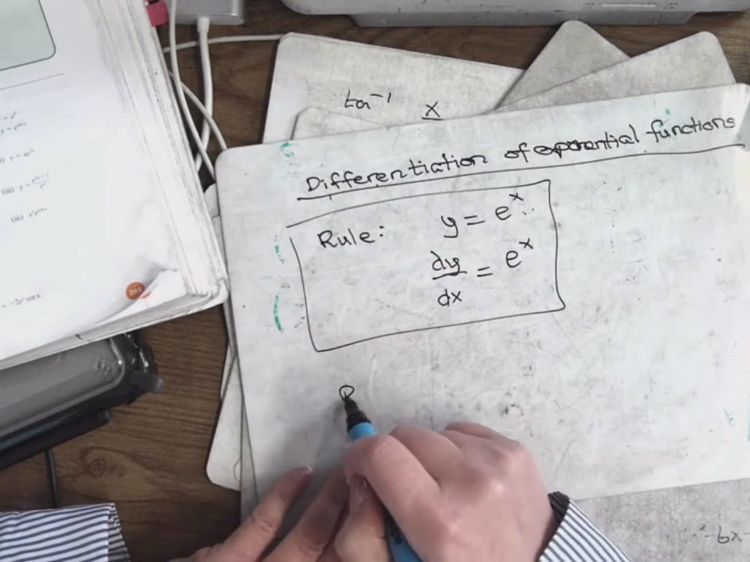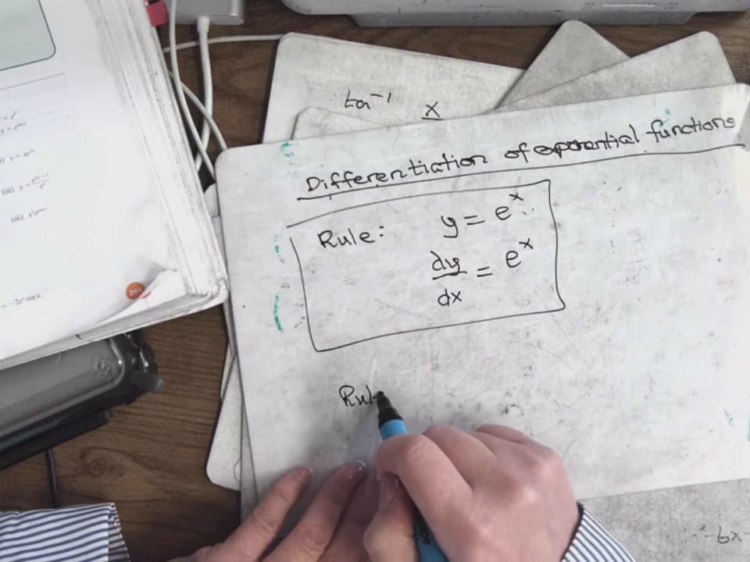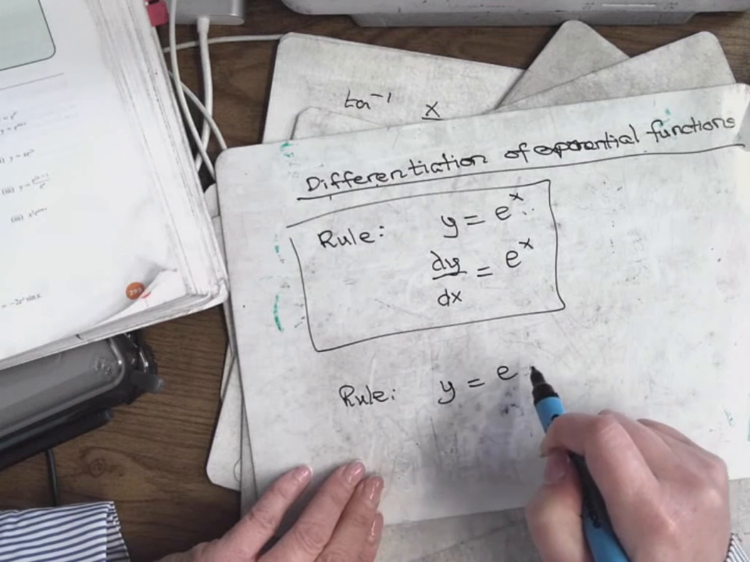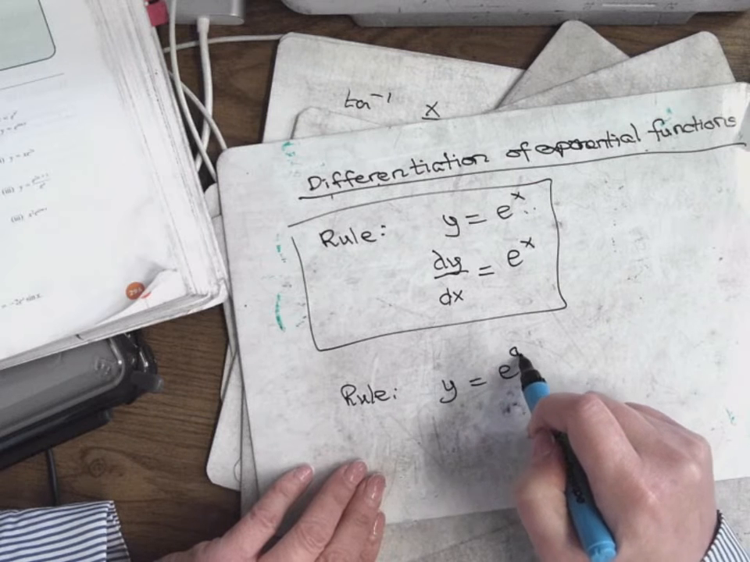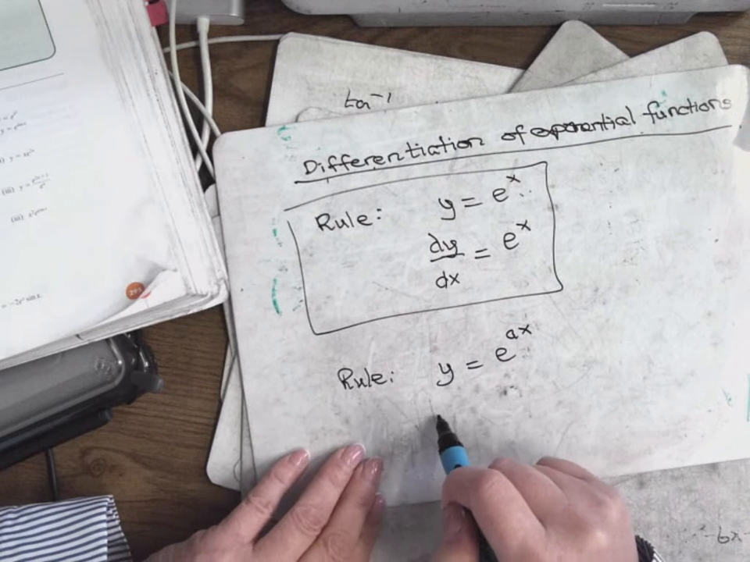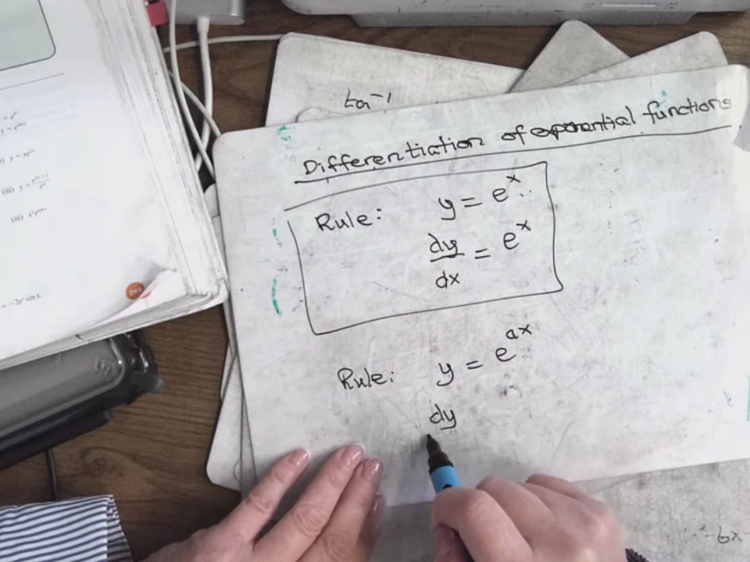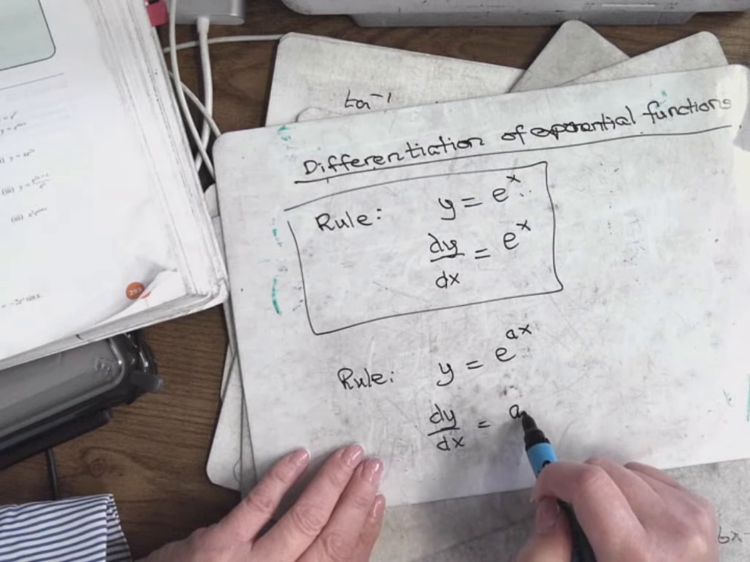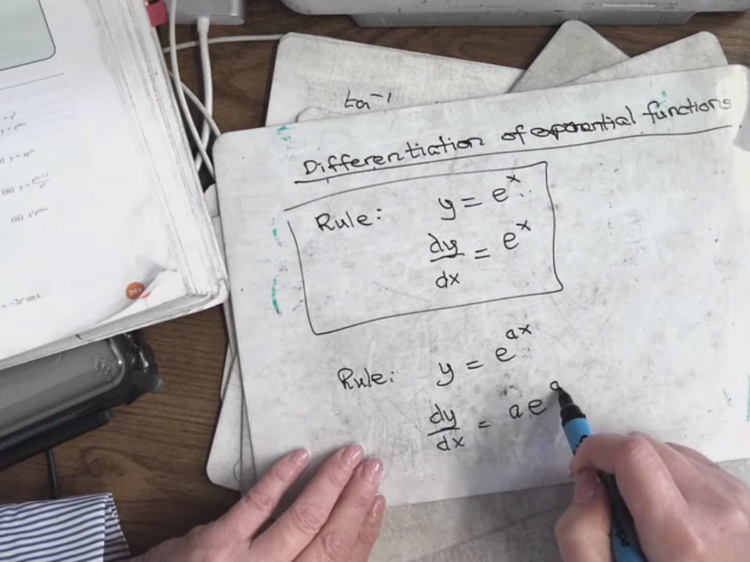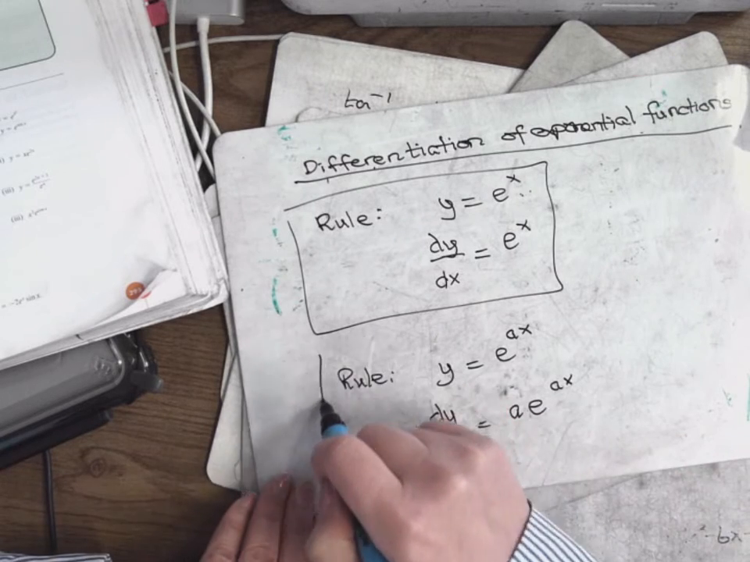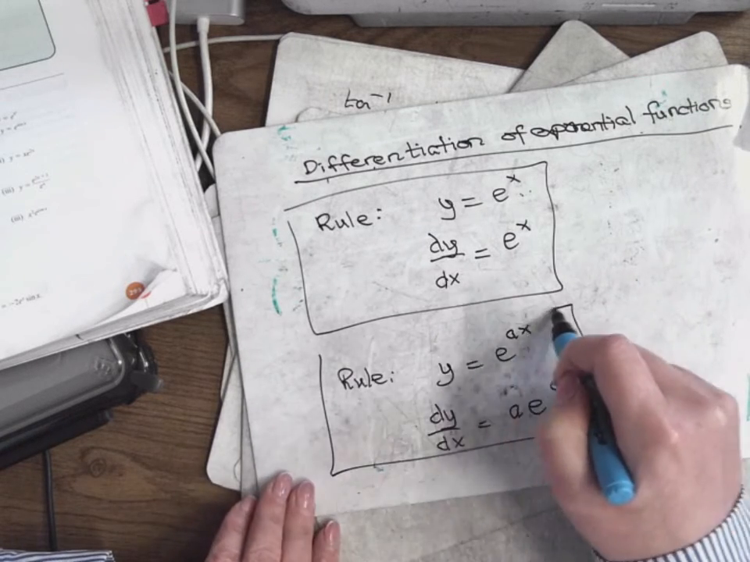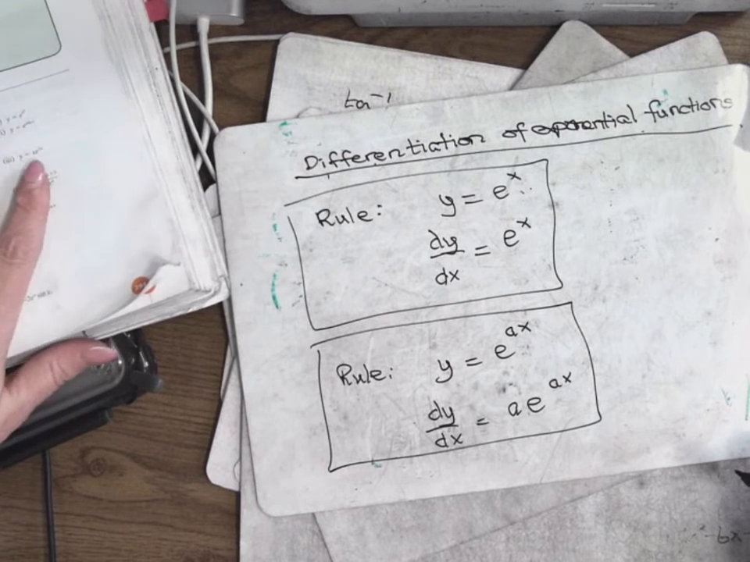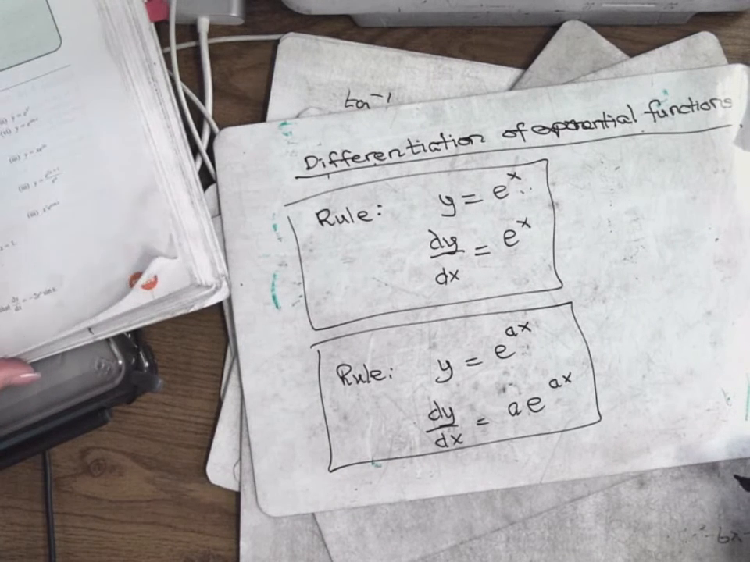So the rule is, if there's a constant in front of the x, so if it was e to the power of ax, dy dx equals a times e to the power of ax. And when we do examples, you'll see what I mean. Okay, so they're the two rules that we'll be talking about that are in your log tables.